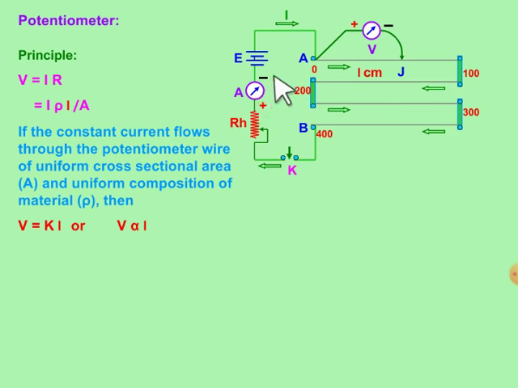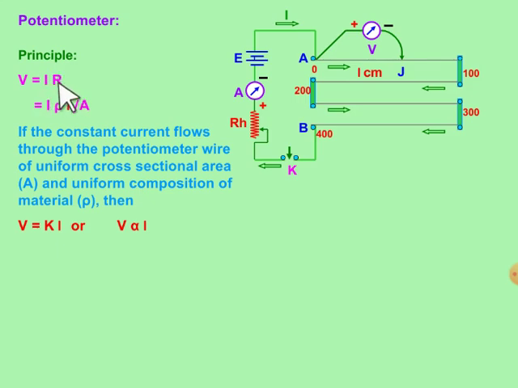If you keep the current flowing through the potentiometer wire constant, then this portion of the resistance, if you take it as R, then it will be equal to what? Potential difference across these two points, that means A and J, will be equal to IR, where R is the resistance across this length AJ, because your potentiometer wire is nothing but a resistance wire. So this part will have some resistance, and let's take it that the resistance of this length AJ will be denoted by R.